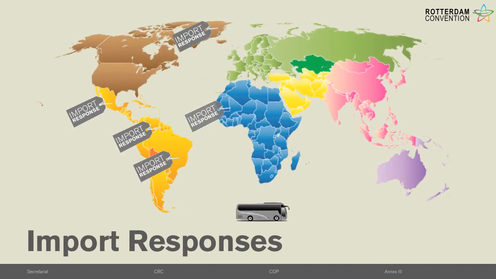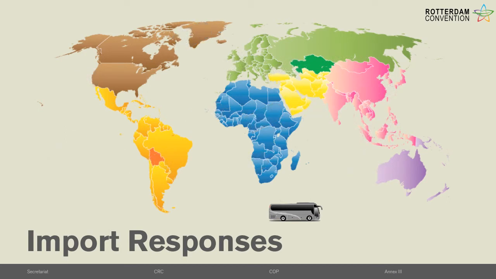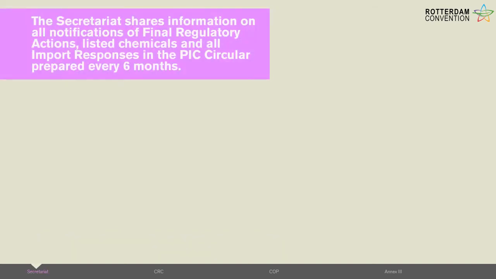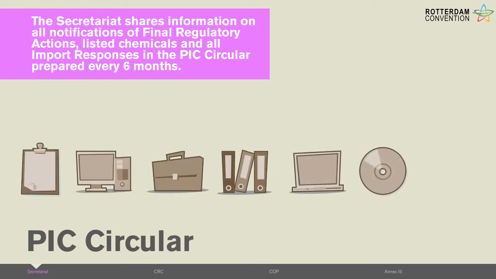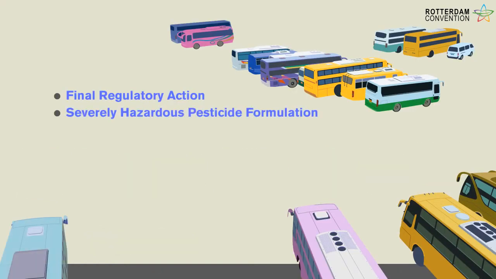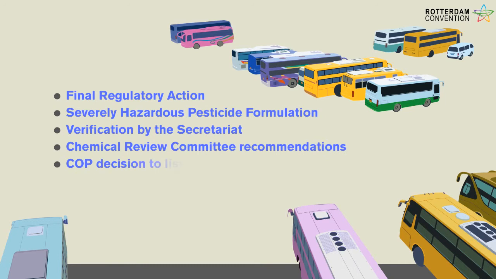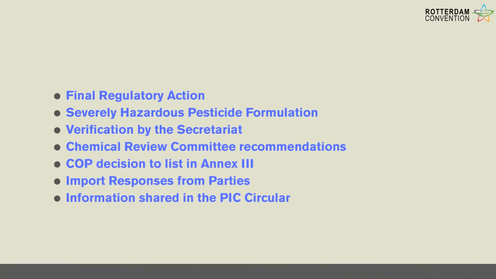All parties have 9 months after a banned or severely restricted chemical is listed to submit an import response to the Secretariat as to whether consent is granted for import of the chemical. The Secretariat shares information on all notifications of final regulatory actions, listed chemicals, and all import responses in the PIC circular prepared every 6 months. The journey that chemicals take to be listed has come to an end.